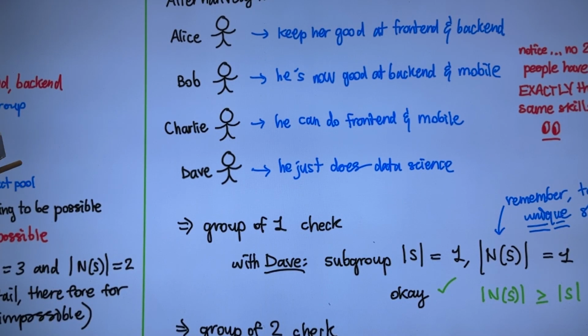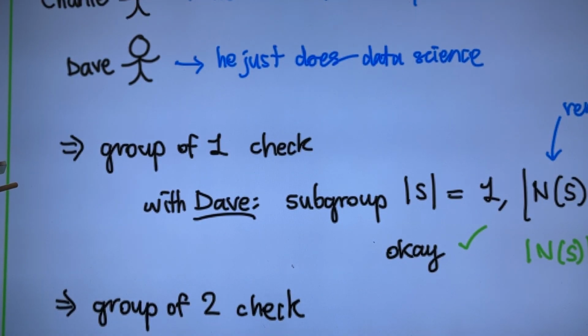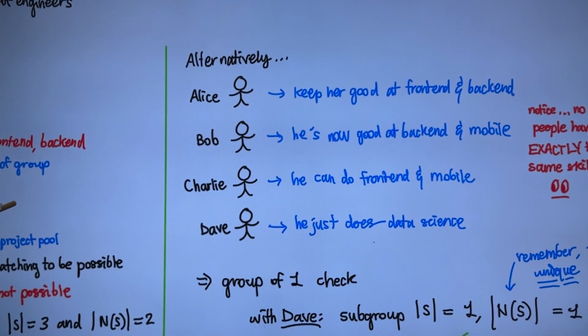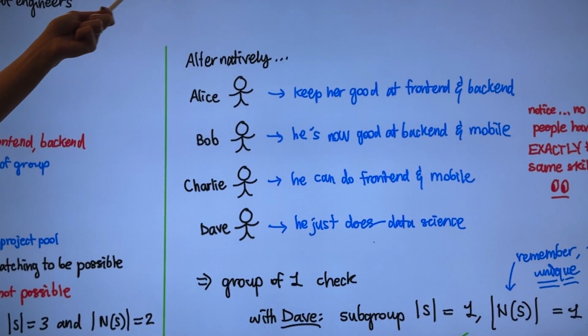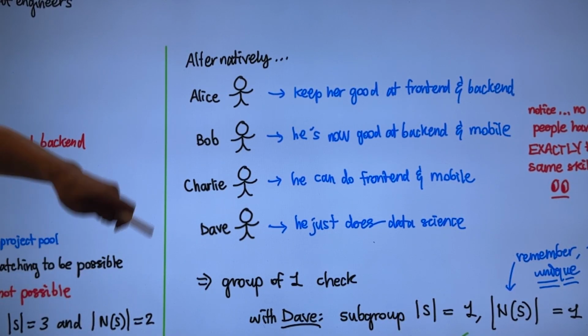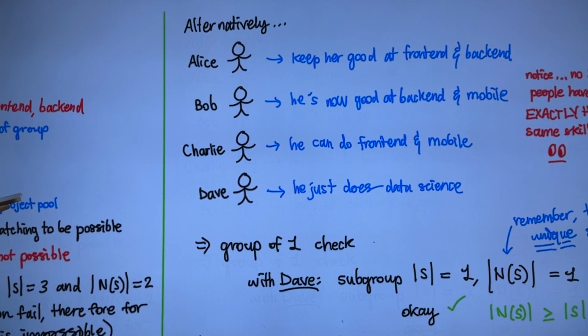So let's delve into that a little more written out, shall we? So let's do a check, right? Because for Hall's condition to work, you have to be able to take any, like imagine you have a really big group, you should be able to pull out any smaller subgroup out of your larger group and still be able to fulfill Hall's condition. So let's do a group of 1 check.